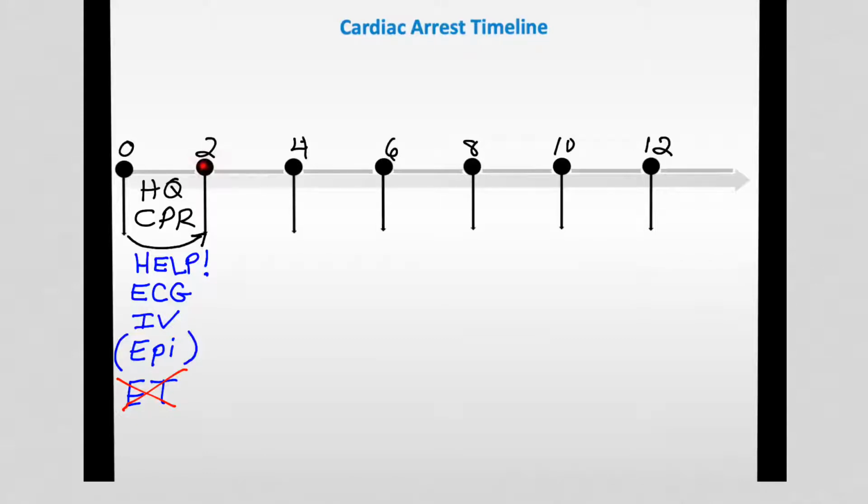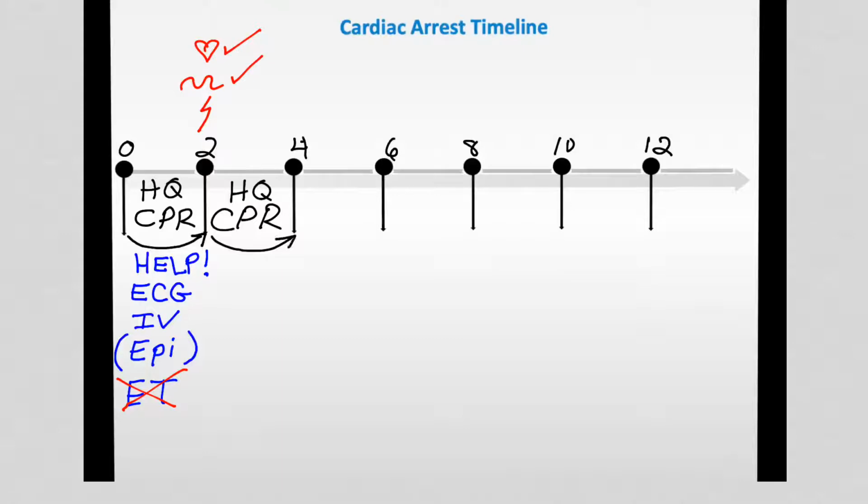At the end of the 2-minute time frame, we need to do a pulse check, we need to do a rhythm check, and if it's still VFib or pulseless VTach, we need to shock our patient. Now at this time, we don't care if their rhythm changes, and we don't care if they get pulses back. We're just going to launch right back into CPR. And of course, that's high quality CPR.